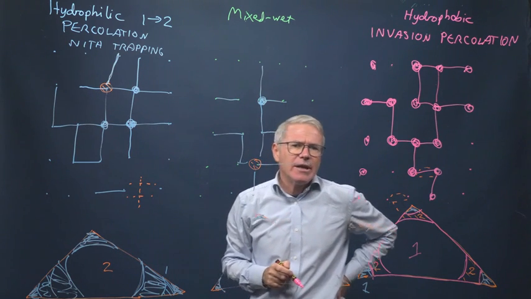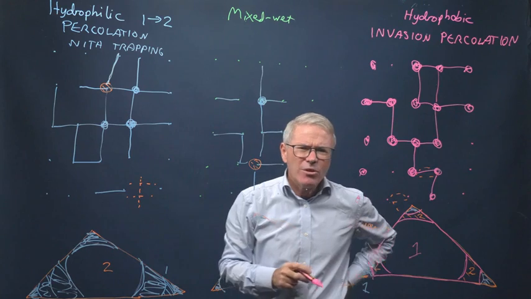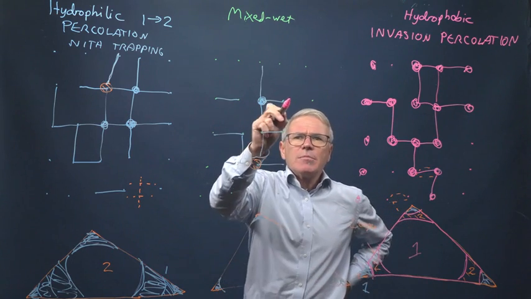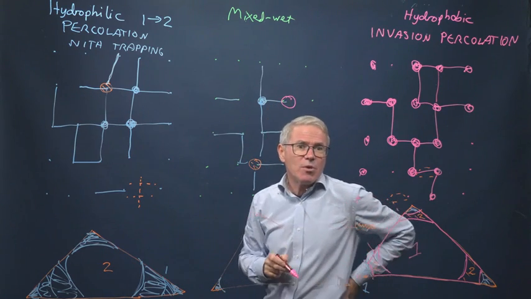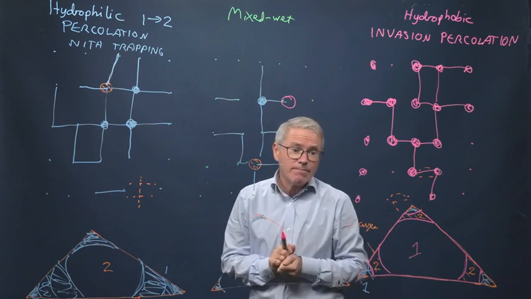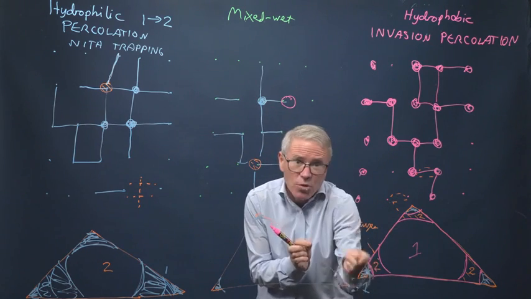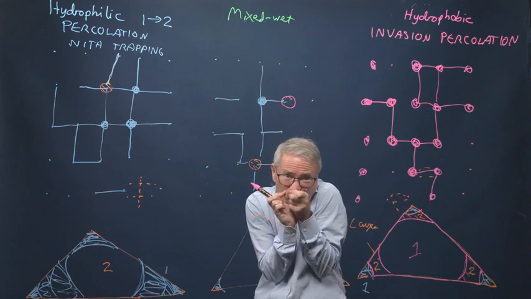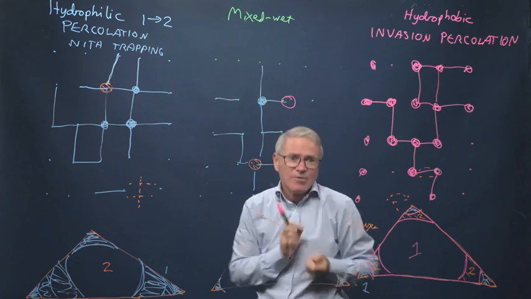Yeah, but actually, not quite. Because imagine you've got a big hydrophobic pore here. There's water here. I could fill it with piston-like advance. I don't have to do this bulging out from the corners, which is very unfavourable because the curvature is very large. The radius of curvature is tiny.